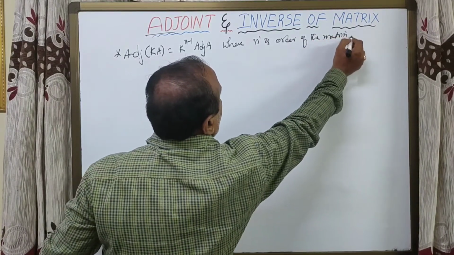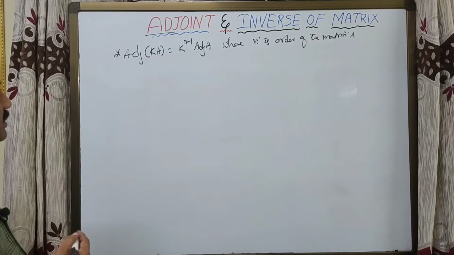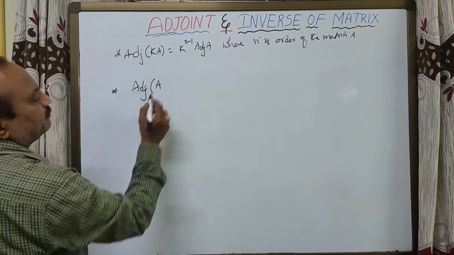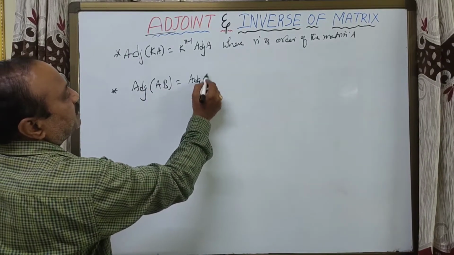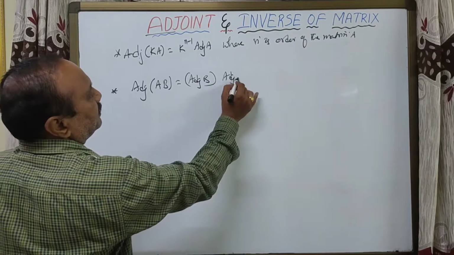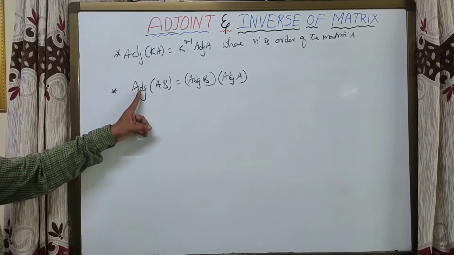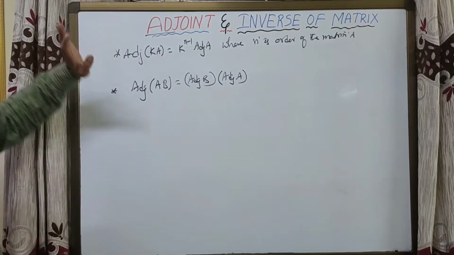It is a very important formula, it must be remembered. Second one is adjoint of AB equal to adjoint of B into adjoint of A. It is another important one. Adjoint of AB equal to adjoint B into adjoint of A.